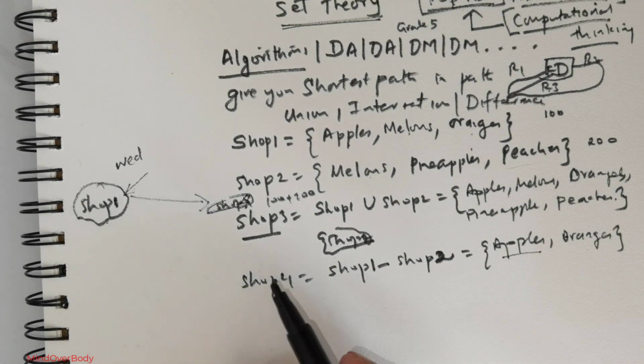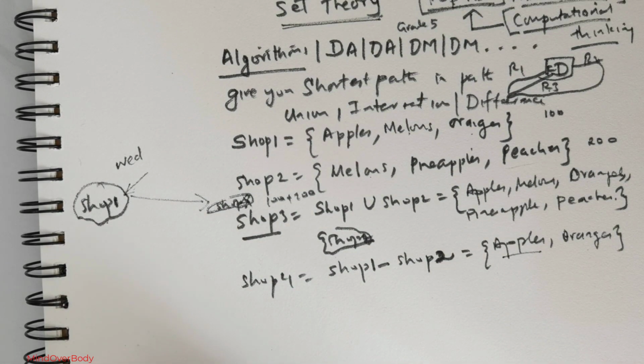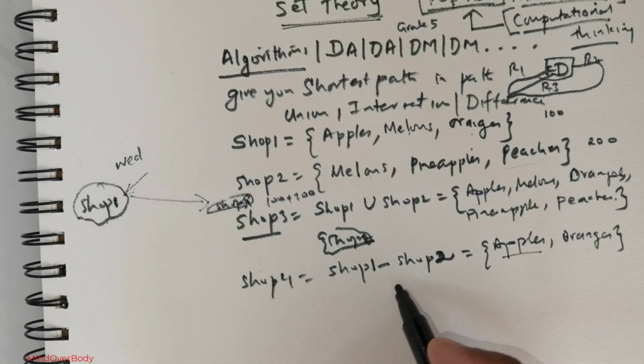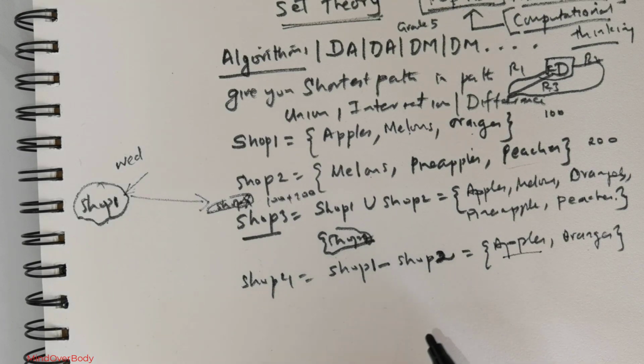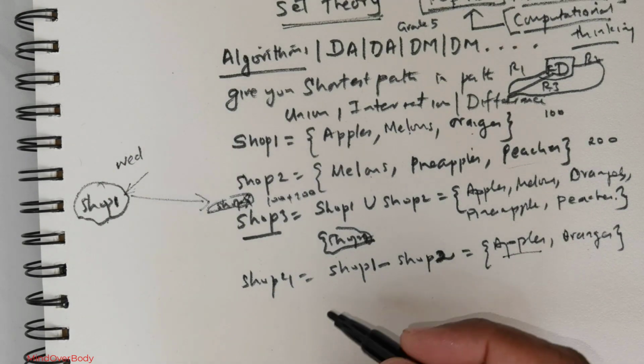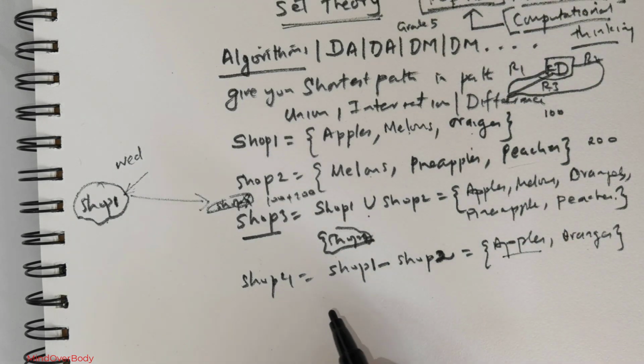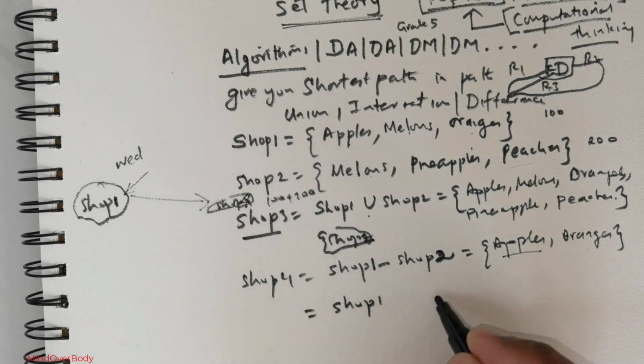So shop 3 I have not placed here. You can place shop 3 in a different spot. Now I would like to explain to you how the difference operator works, right? I have just shown you union, I have just shown you difference. Now the intersection, you can also have an intersection between shop 1 and shop 2.